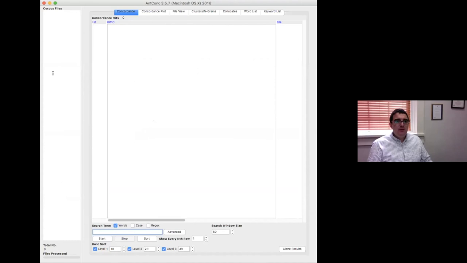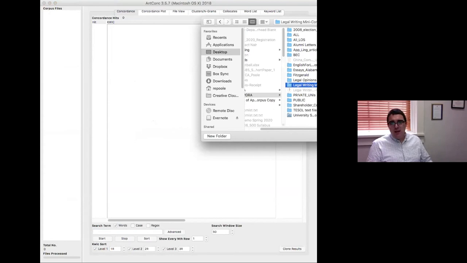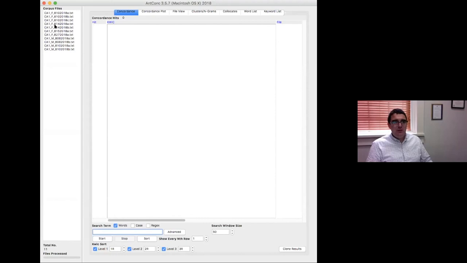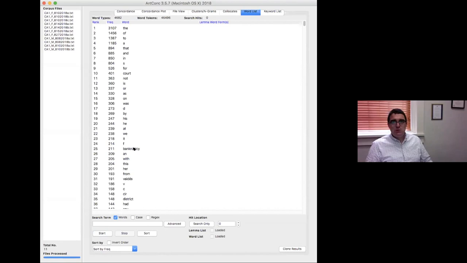So this is AntConc. If you've downloaded and looked at AntConc before, I'm going to open a directory where I have some corpora that I've built over the years. Let's do this legal writing mini corpus. I open it. You can see the files enter here. They're ready to be processed. First step, you have to go to this word list tab, hit start, and now you have it. And this is your first entry into all of the other searches that you can do.